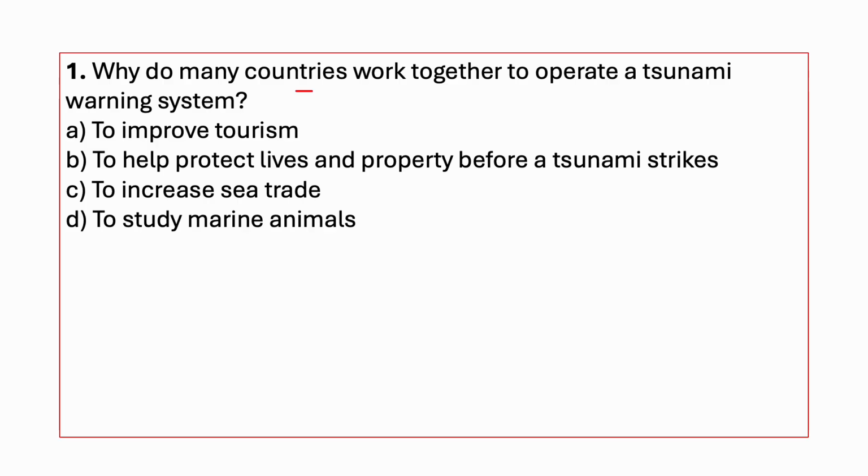Why do many countries work together to operate a tsunami warning system? What's the need of a tsunami warning system? Options are: to improve tourism, to help protect lives and property before a tsunami strikes, to increase sea trade, to study marine animals. So, what is the use of a tsunami warning system?